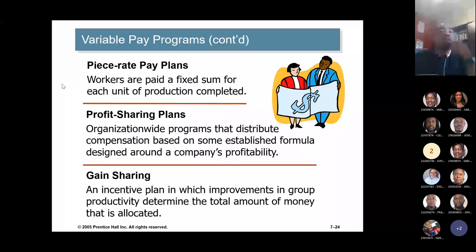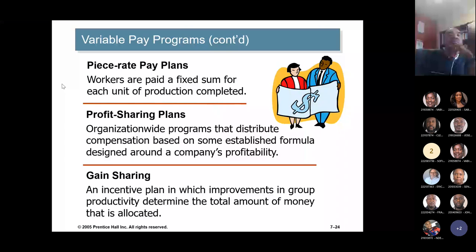So another aspect of variable pay is gain sharing. Gain sharing is a kind of incentive plan in which improvement in group productivity determines the total amount of money that is allocated for sharing, can you see? So it is an incentive plan in which improvement in group productivity determines the total amount of money that is allocated for sharing.